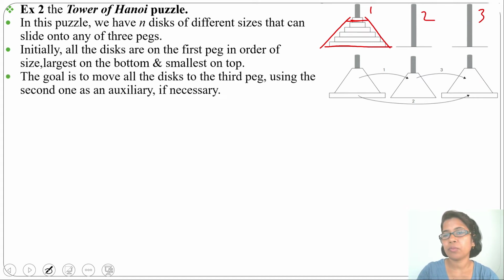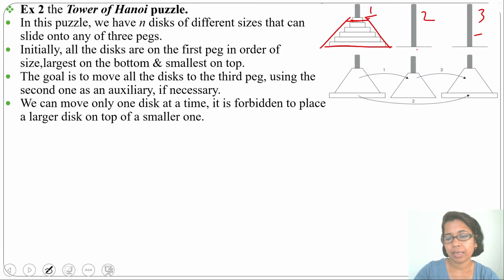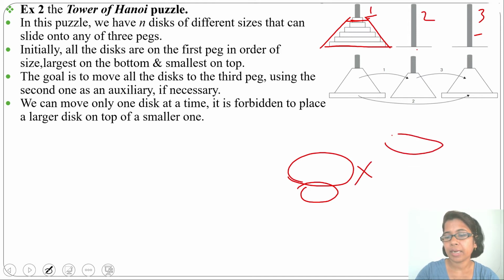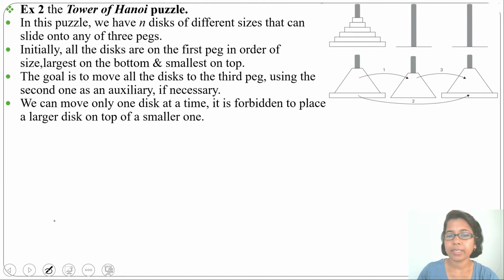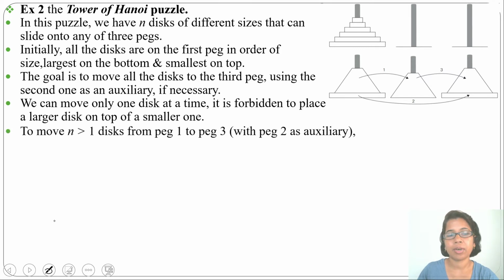And the goal is to move all the disks from peg 1 to peg 3 using the second one as auxiliary. There are some conditions: at a time we can move only one disk, and we cannot keep a larger disk on a smaller disk. Like we cannot keep it like this. Let this be a smaller disk. Above that we cannot keep a larger disk. This is wrong. But above a larger disk we can keep a smaller disk. So you can move only one disk at a time and it is forbidden to place a larger disk on top of a smaller disk.